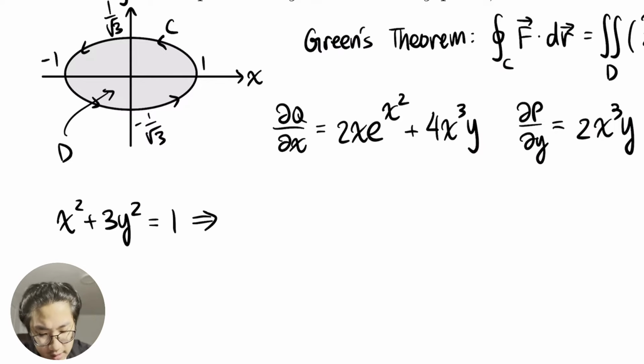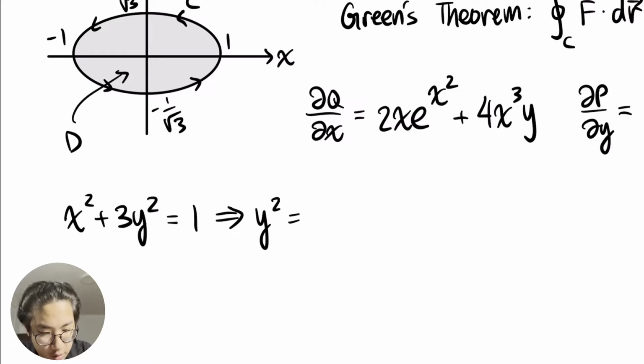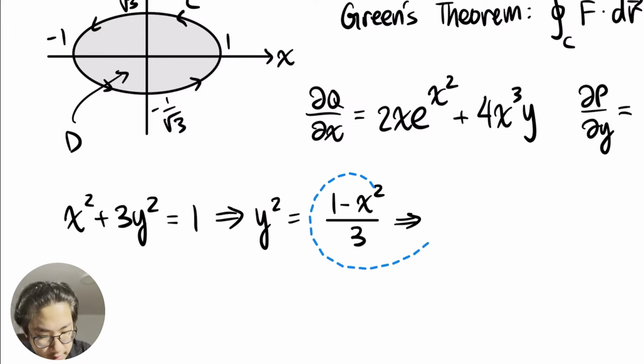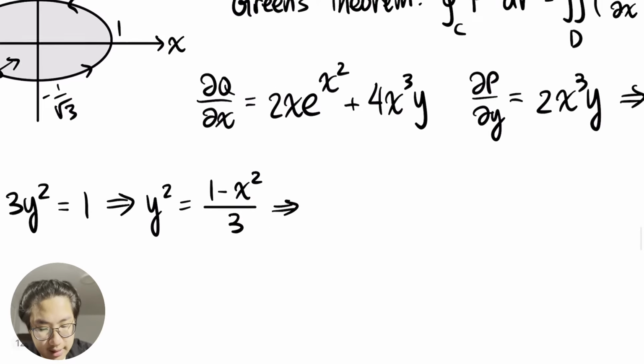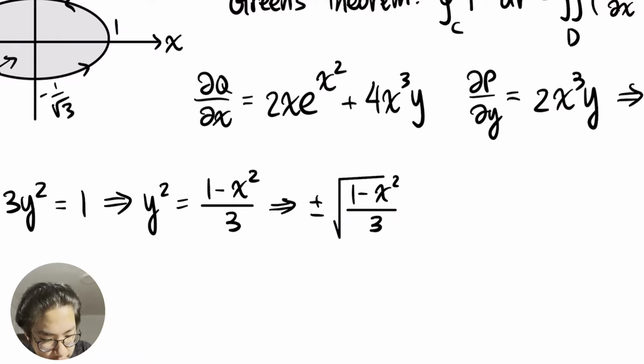So here we can isolate for y, or we'll do y squared first. We subtract the x squared over and then divide both sides by 3. So y squared equals 1 minus x squared over 3. I'm going to square root both sides, but in this case it's important that we take the positive and negative, so plus or minus, x squared over 3, and then square rooted.